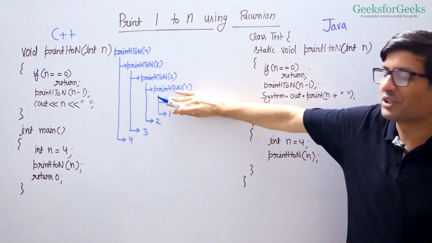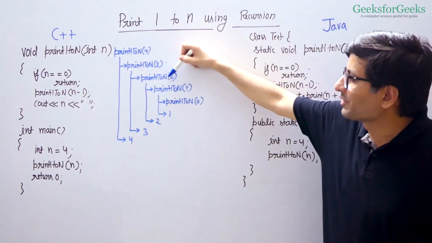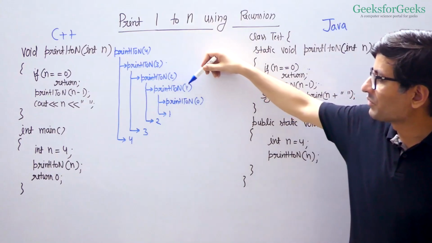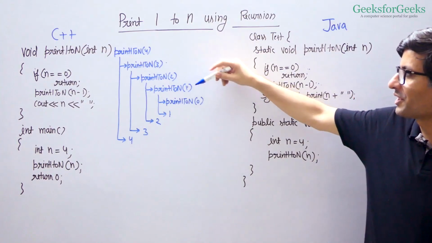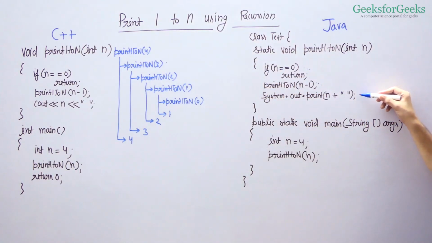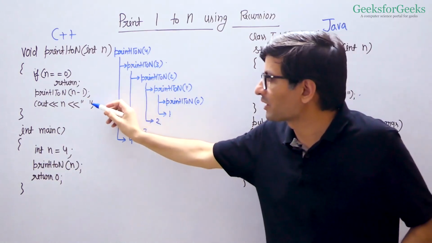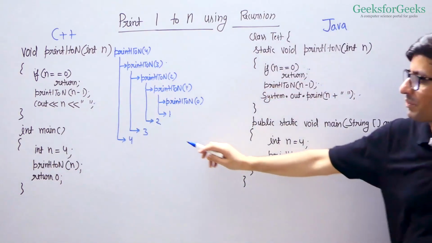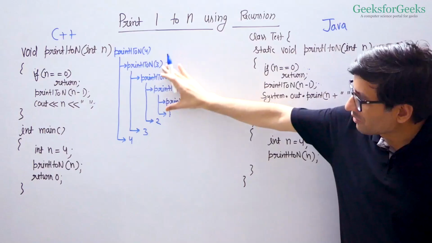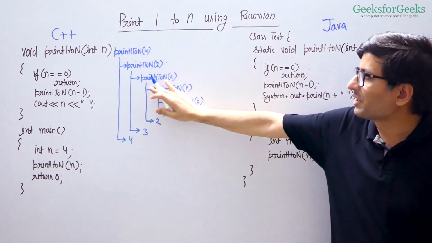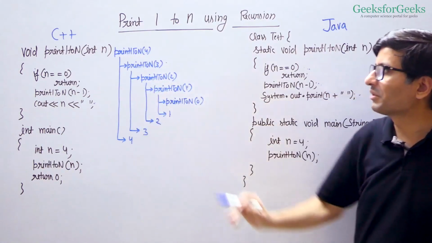So now what is going to happen? This function call is going to get the control back. It was waiting for this function call to finish, and it's going to resume the execution from this line or from this line. So it's going to print 2. And then this function call is also over, right? This is called for 1 and then printed 2.